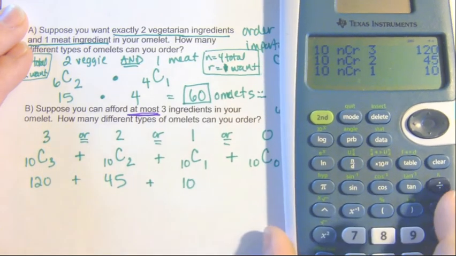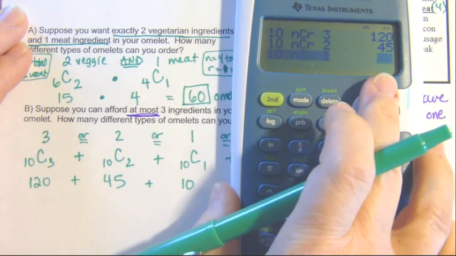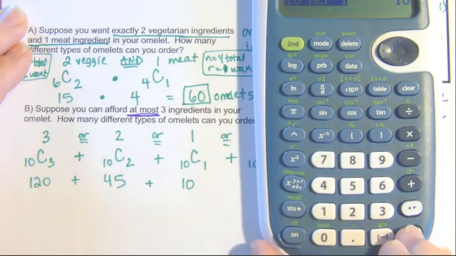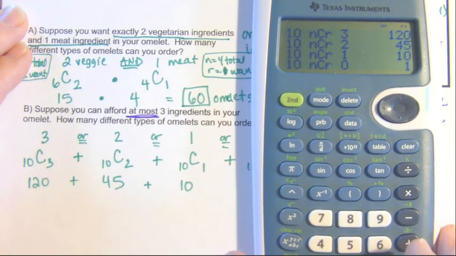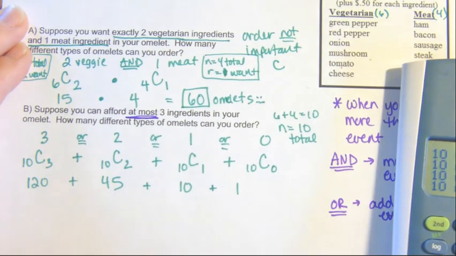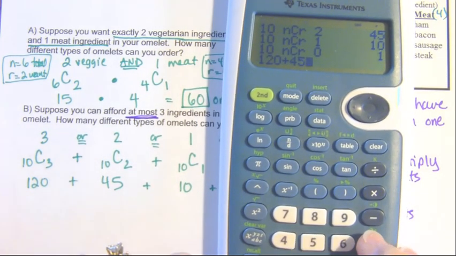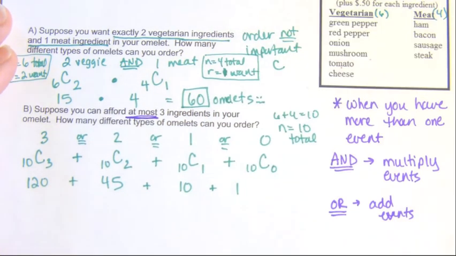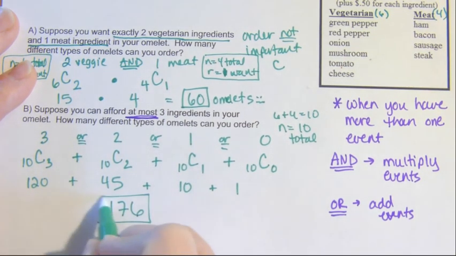That's 10. And then remember that one I said 0? Don't forget about that one. Let's type it in and see what the calculator tells us that really is. Enter, change that to a 0. It's actually 1. So if you didn't do that, you would get a different answer. And then you just add these up. So 120 plus 45 plus 10 plus 1, 176 different omelets.